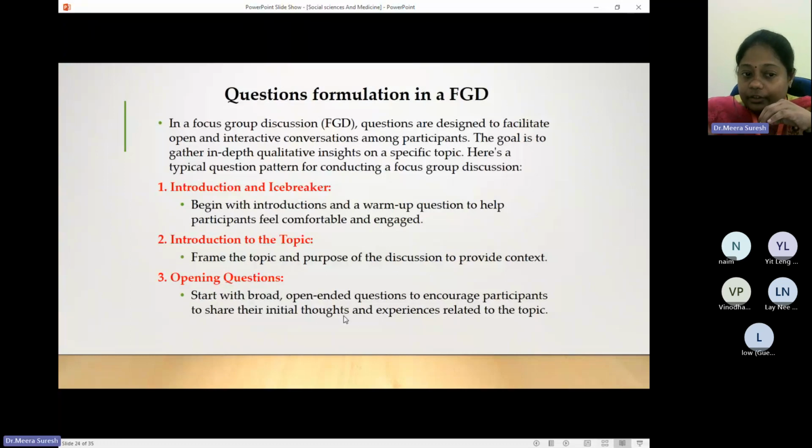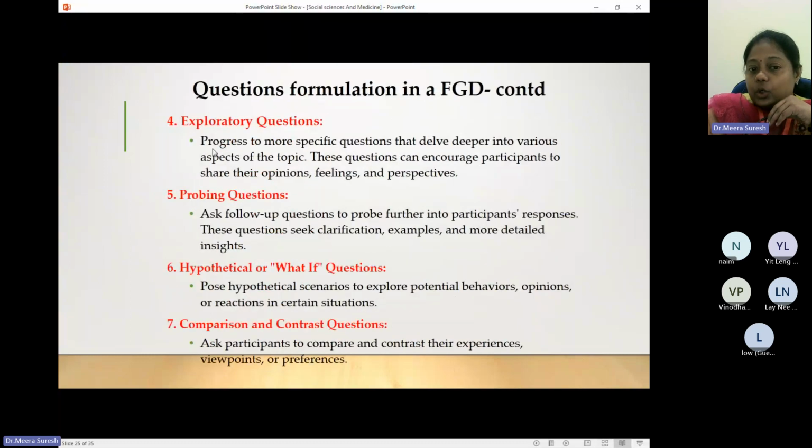But the question pattern should be: introduction and icebreaker, introduction to the topic, then opening questions, like broad open-ended questions to encourage participants to share their initial thoughts and experiences related to the topic. Then go to more exploratory questions to delve deeper into various aspects, their opinions, feelings, and perspectives. You can also go for probing questions.